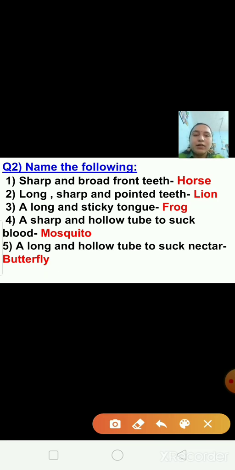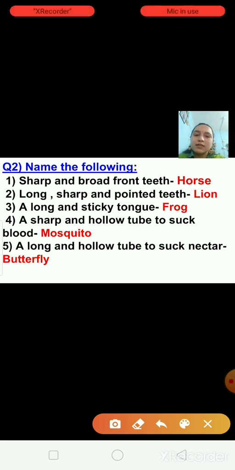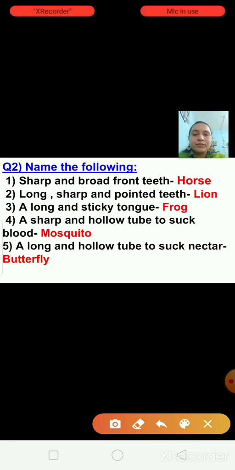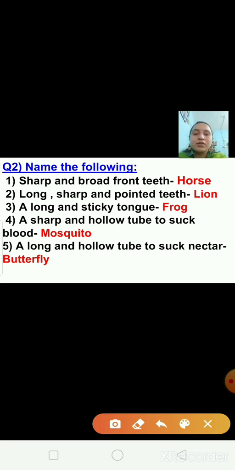Question number 3. A long and sticky tongue. Who is having a long and sticky tongue? Yes, the right answer is frog. Frog and lizard. You can write lizard also. So, a long and sticky tongue, the right answer is frog.